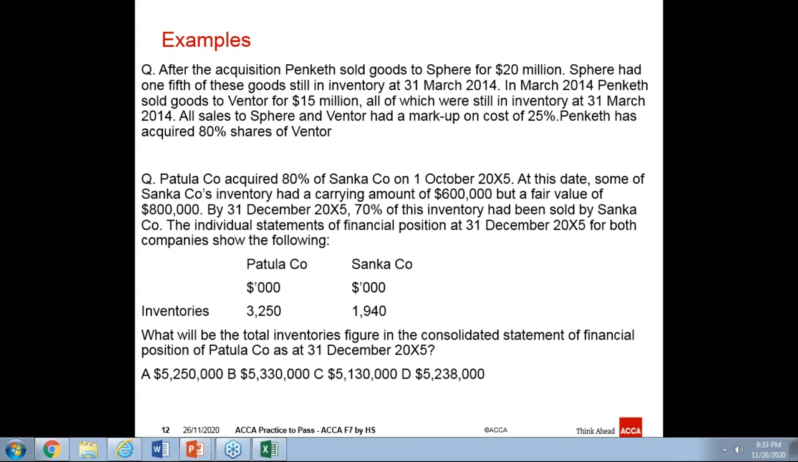Now, this question is different. After the acquisition, Penkit sold to this pair. This is a different question. I want you two guys to solve it. Now, inventory should be valued at the lower of cost and NRV. Do remember this point, the consolidation has a different point of view. So when there's a fair valuation adjustment at the date of acquisition, then it could be an upward or downward fair valuation adjustment in any of the assets or liabilities.